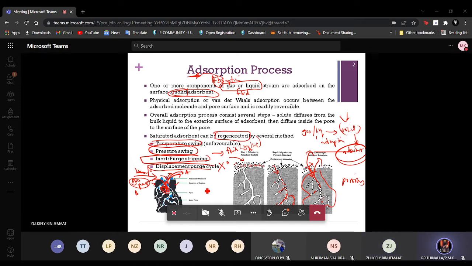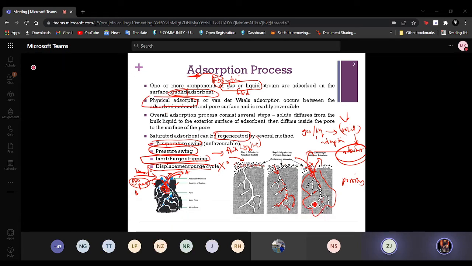Okay, so in this process, we call it physical adsorption. It's only physical adsorption because of what? The solute is trapped in that pore, and later on you can release it, you can push it away from the pore again. Okay, once you push it away, then this adsorbent you can use again. So it's basically physical adsorption, or van der Waals principle.